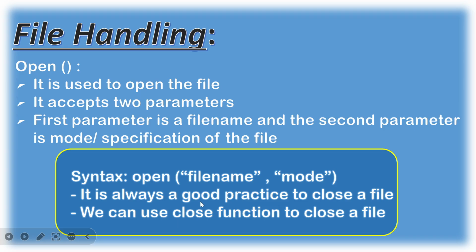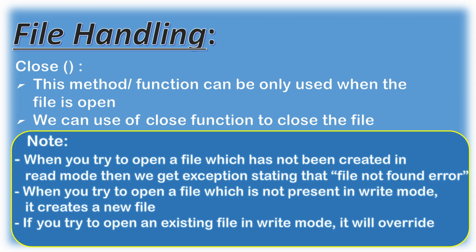It is always a good practice to close a file. We can use the close function to close a file, because whenever we are opening a file, we need to close the file also, right? So for closing the file, we need to use the close function. Let's see what the close function is. This method or function can only be used when the file is open. We can use the close function to close the file.